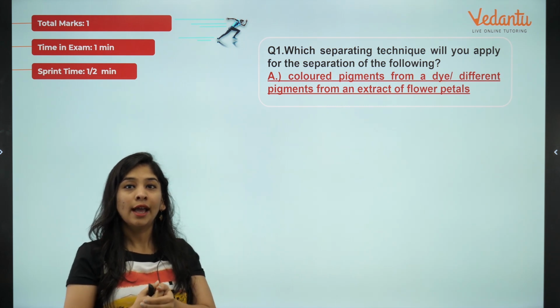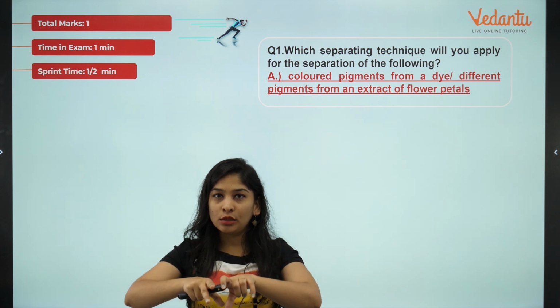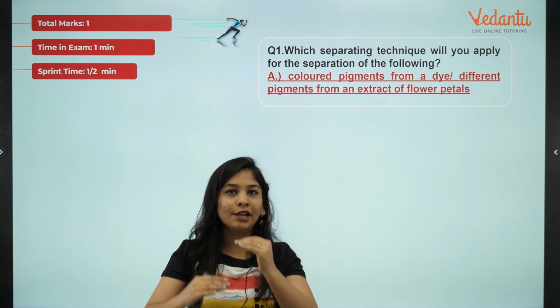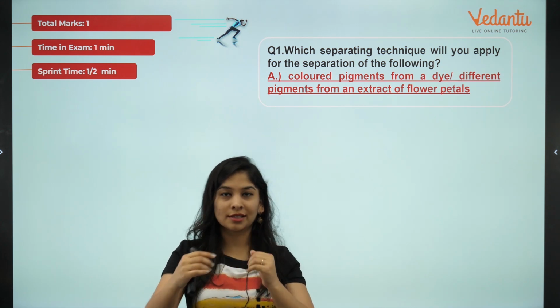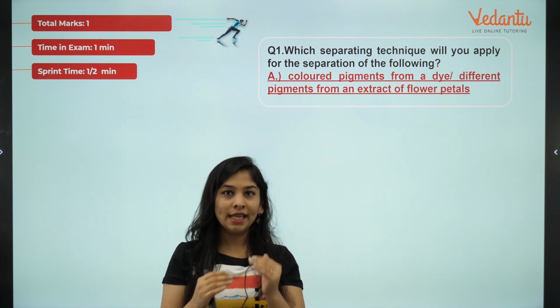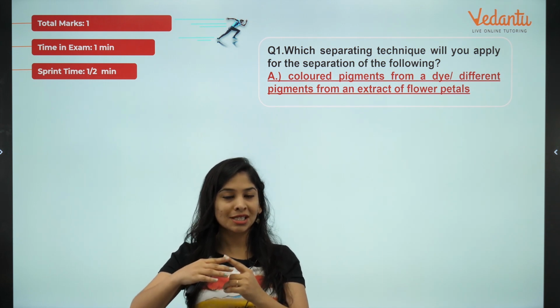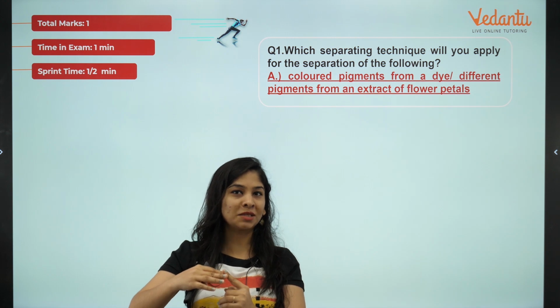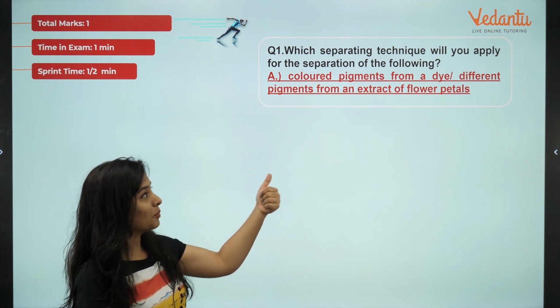And second thing, heterogeneous. What is the meaning of heterogeneous? You are adding two or more than two things and you are getting different phases in it. You are able to find out, okay, this one is different, this one is different, just like that. So in this session we are going to learn some techniques for homogeneous mixtures and some for heterogeneous mixtures. So the first question is, colored pigments you have to separate from a dye.